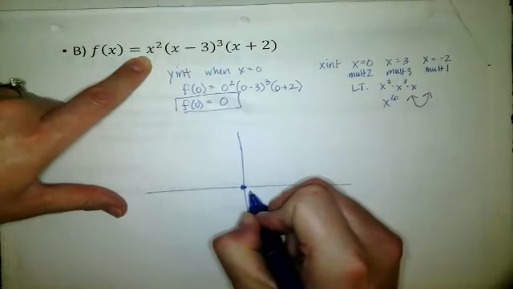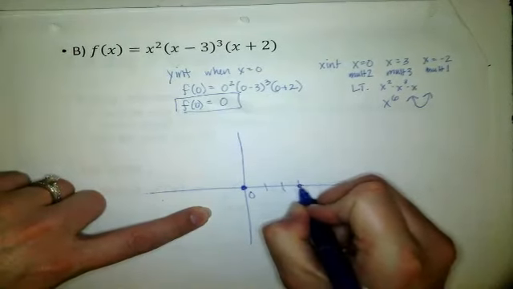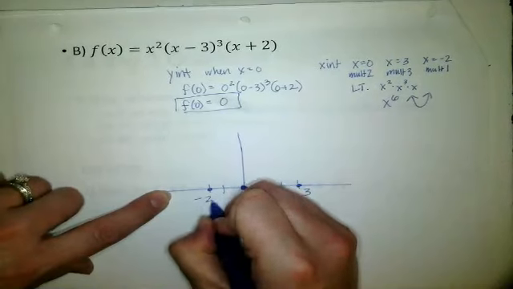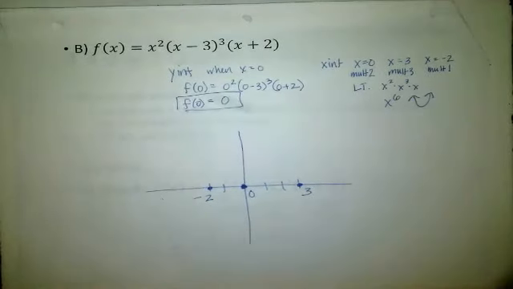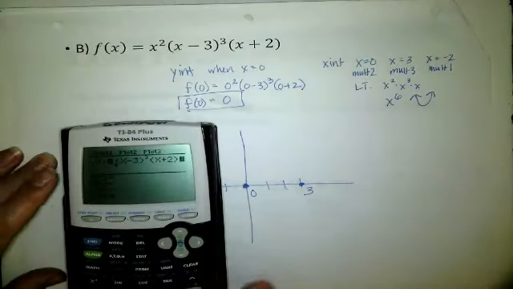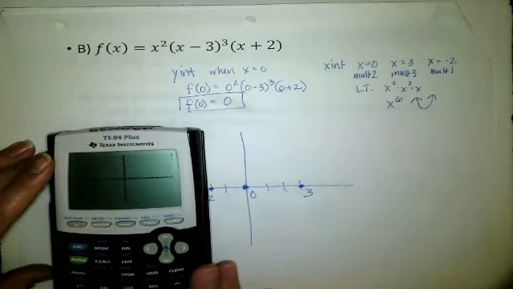So I have x equals 0 as an x-intercept, I have 3 as an x-intercept, and I have negative 2 as an x-intercept. I'm going to go ahead and just graph that in my calculator. So I'm going to y equals, and I'm typing it in. Oops, that's supposed to be a cube. And then x plus 2. So I've typed it into y equals, and I'm going to graph it.